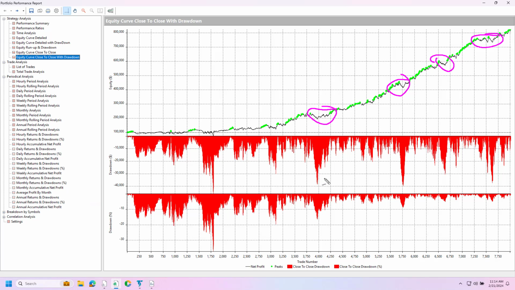This is the closed trade drawdown. It's not end of day drawdown. We typically measure risk on an end of day, end of month, or end of quarter basis, and not based on what's happening during the day.